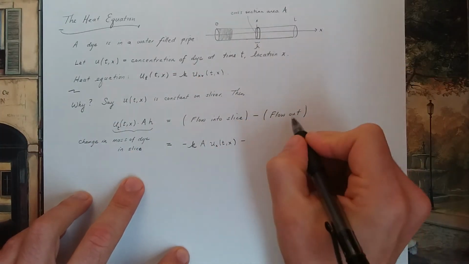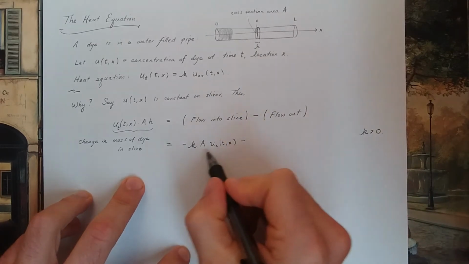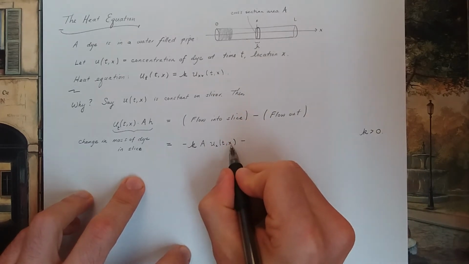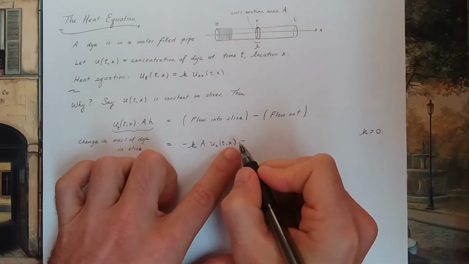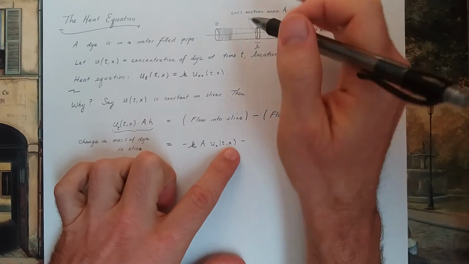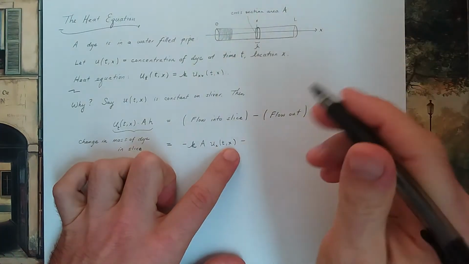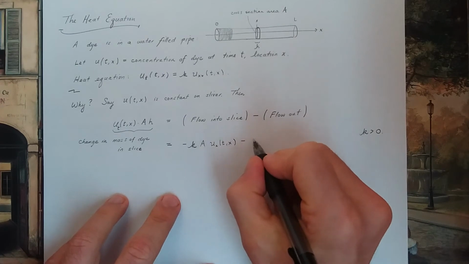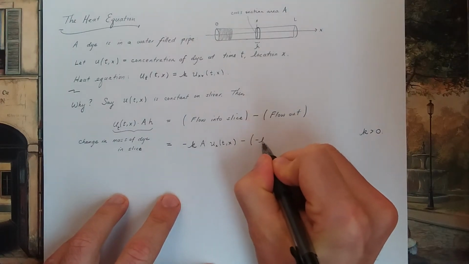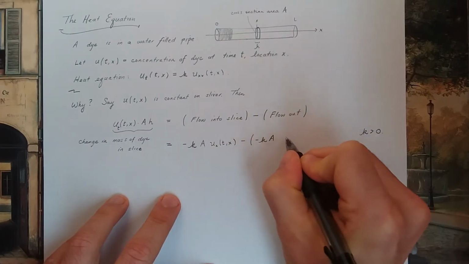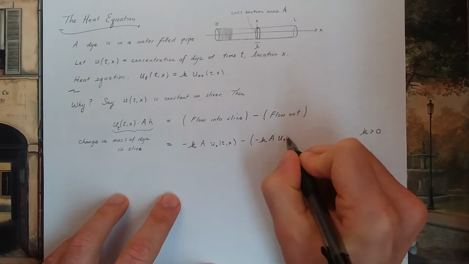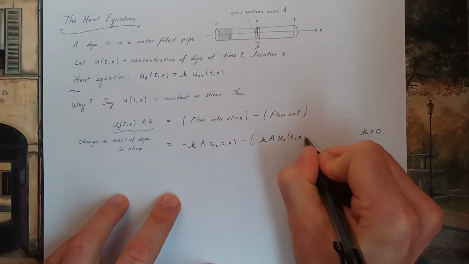Similarly, how much dye is flowing out? I'll write down the same expression, except I'll just replace the location x I'm thinking about by x plus h to have the flow out of the right side of the tube. So this would be negative K A Ux at x plus h.